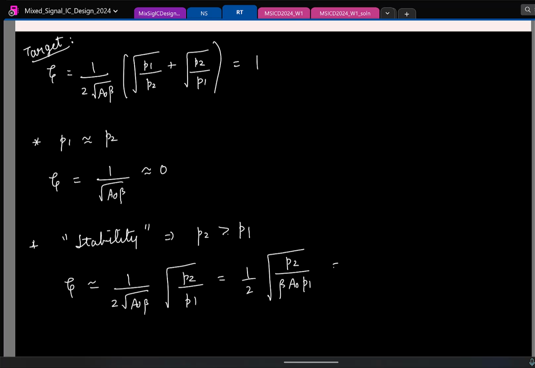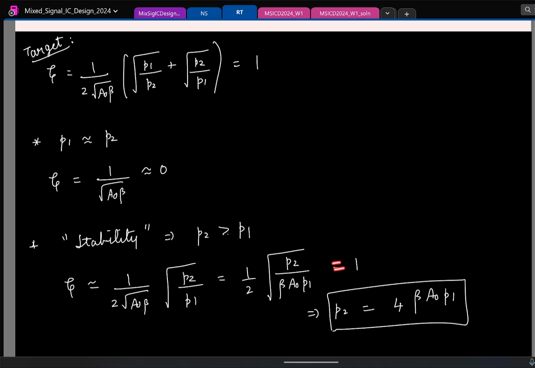And you want the damping factor to be 1 ideally, that's the target you want. So that should give you this straight away. My P2 should be 4 times beta A0.